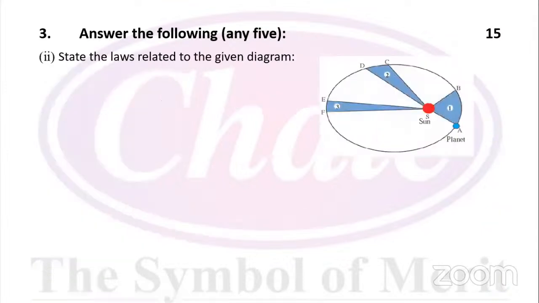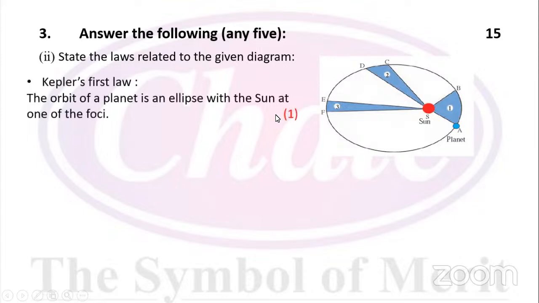Now moving on to the next question. A diagram is shown there, and the question states: state the laws related to the given diagram. So it is a very brief question. You have to identify that this diagram is from the first chapter and it is related to Kepler's laws. Once you have identified that, you can write down Kepler's laws.